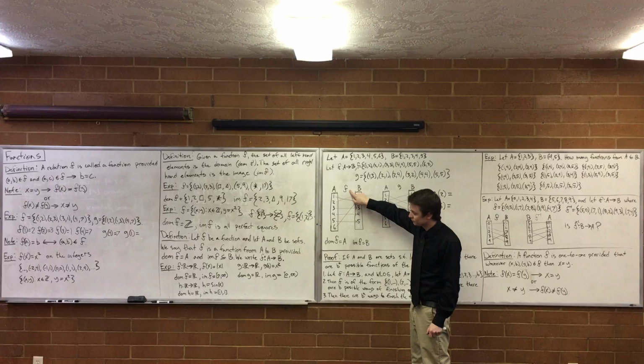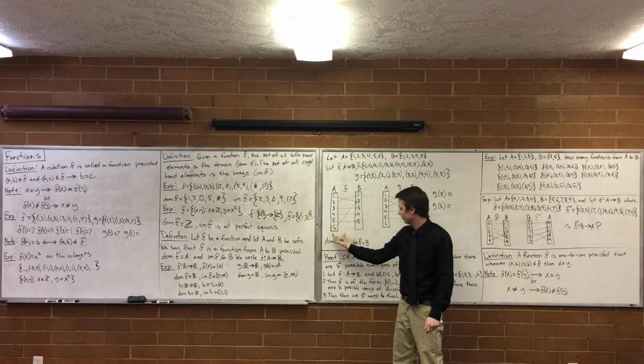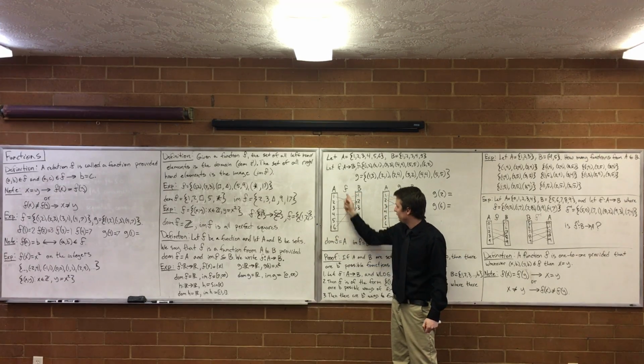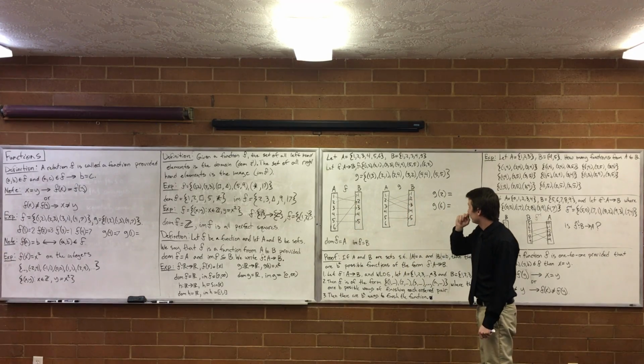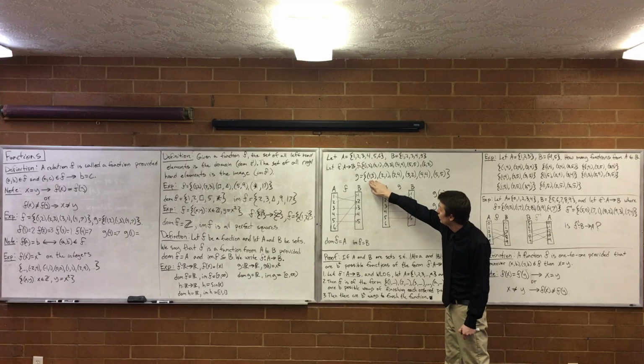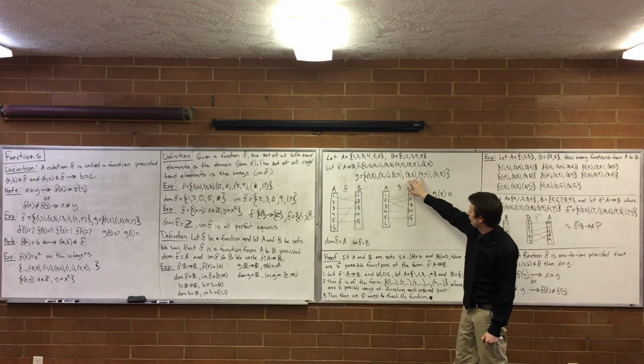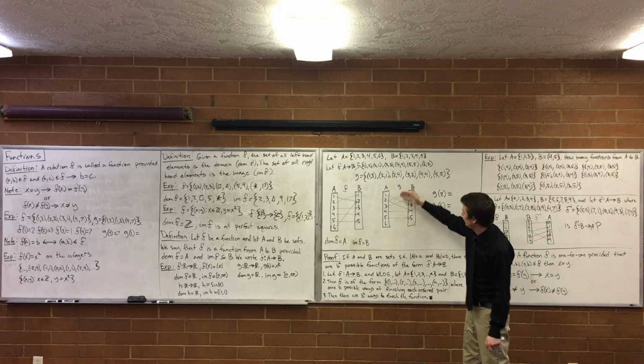Here's f, and here's how we represent it pictorially. Here's a set A, here's a set B. f is a function from A to B. There it is drawn out. Now let's look at g. g is 1, 3, 2, 1, 2, 4, 3, 2, 4, 4, 5, 5. Here it is drawn out.